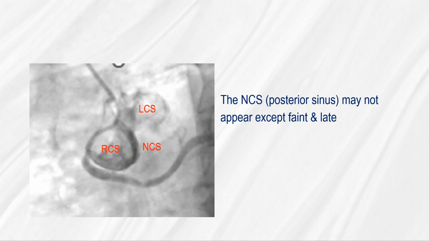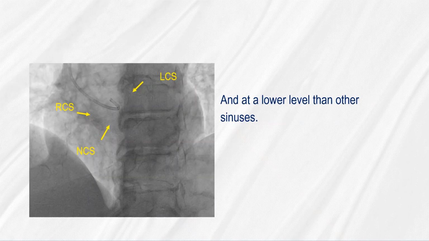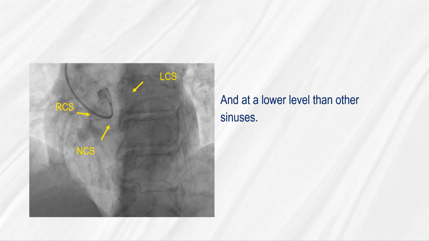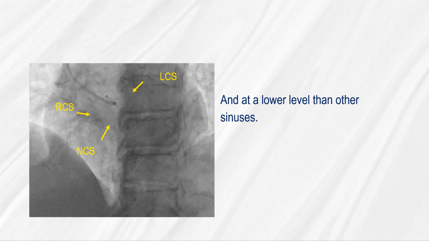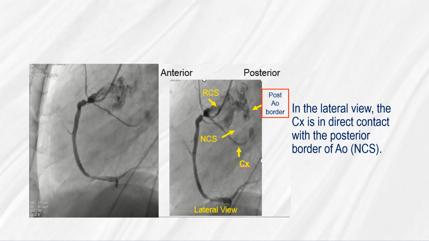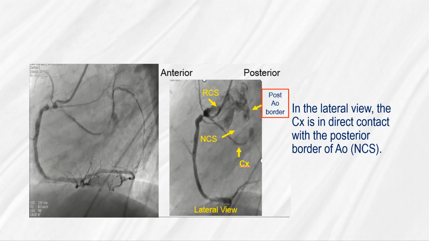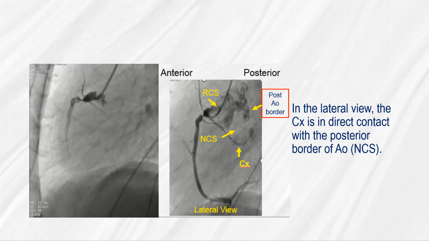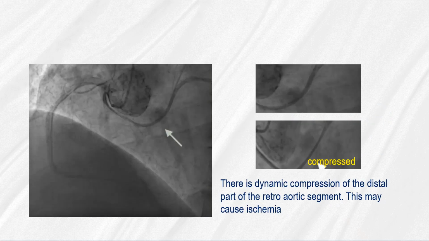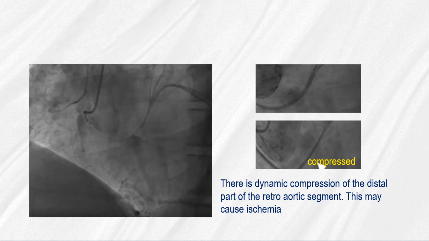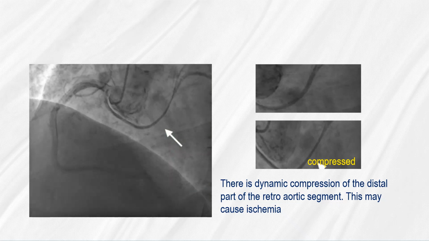The non-coronary sinus, posterior sinus, may not appear except faint and late, and at a lower level than the other sinuses. In the lateral view, the CX is in direct contact with the posterior border of the aorta, non-coronary sinus. Dynamic compression of the distal part of the retroaortic segment may appear, and this may cause ischemia.